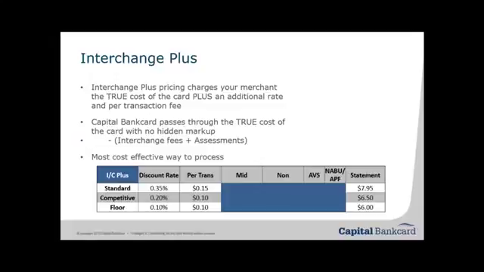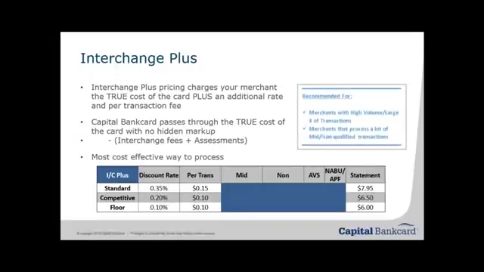This is how all of the big boys are priced out. Any of your national tier 1 merchants like Walmart or Target, these are all going to be on Interchange Plus pricing. And these are going to be recommended for merchants with a high volume or large number of transactions, merchants that process a lot of mid or non-qualified transactions, or any merchant you come across that's already on Interchange Plus pricing. It's very tough to switch them away from that.